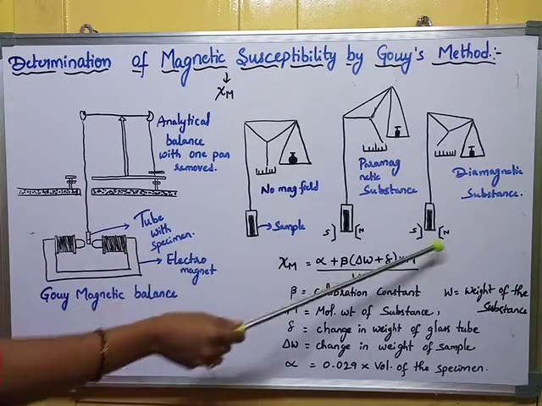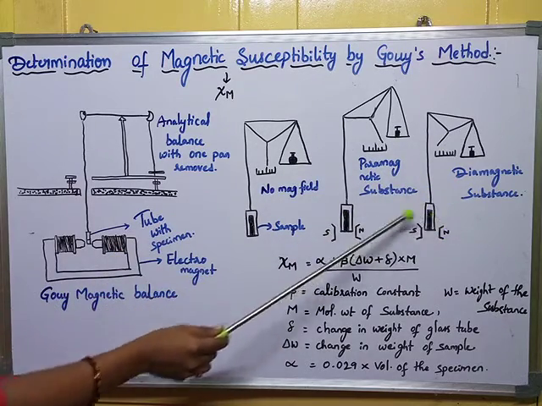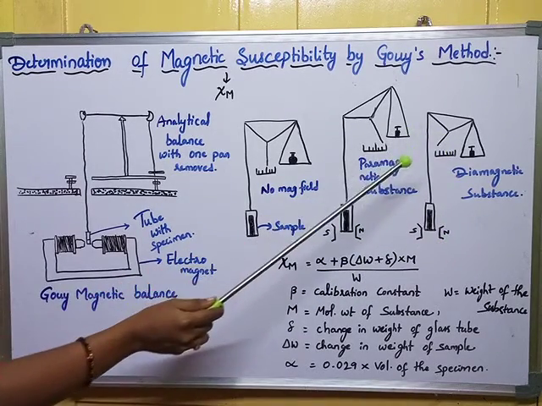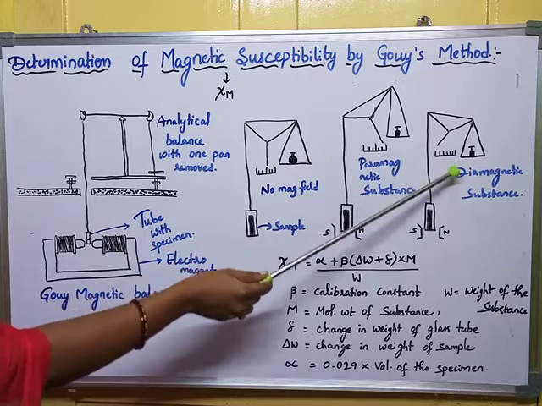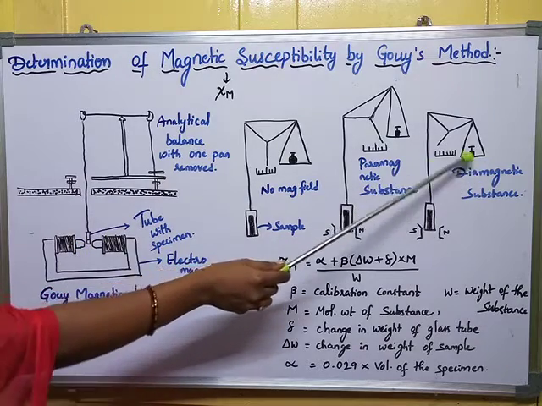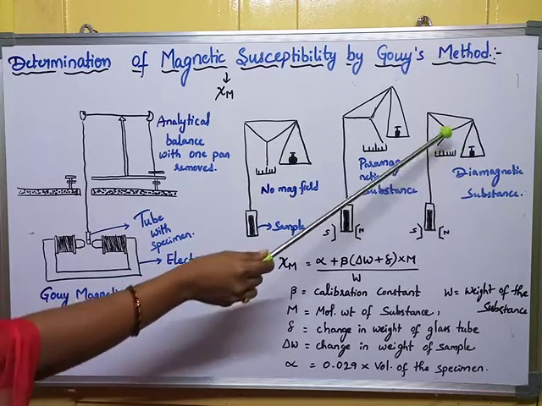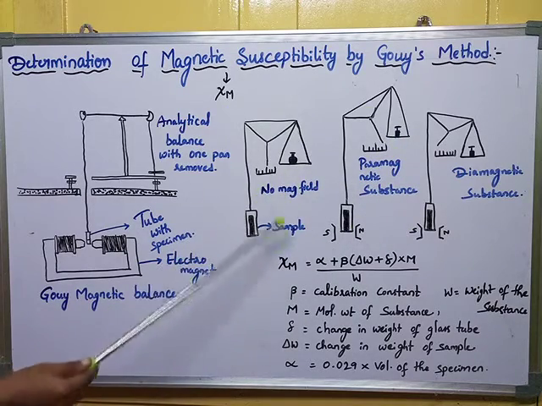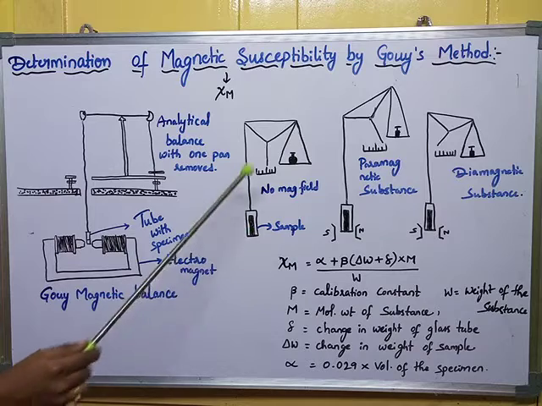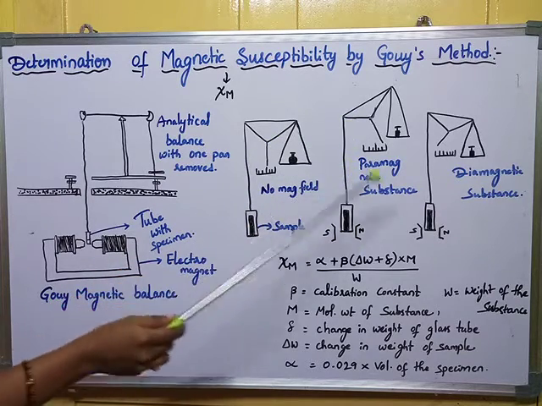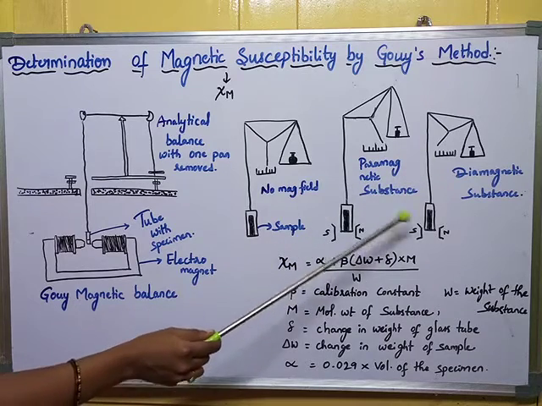Next, when you keep a diamagnetic substance in between the two poles, there is a decrease in the weight. You can see the pendulum movement to this side. So why the decrease in weight? Diamagnetic substances repel the magnetic field. Because of the repulsion, there is a decrease in the weight of the sample, that is the pendulum moves this side. So we take the weight without the magnetic field one time, then apply the magnetic field with the paramagnetic substance, and next time with the diamagnetic substance, and take the weight.